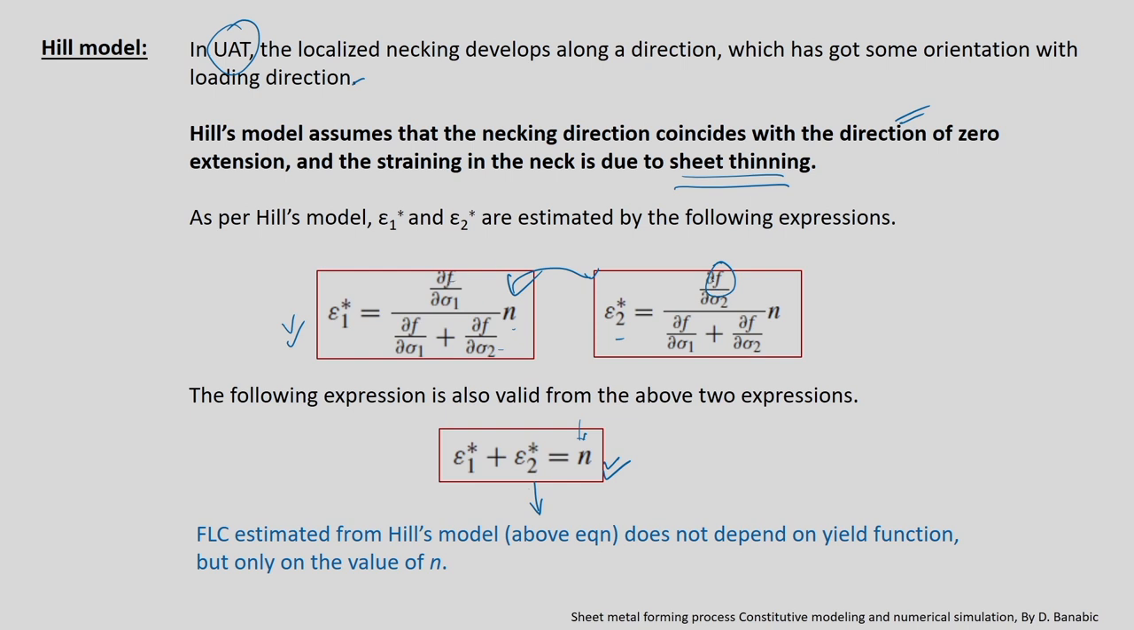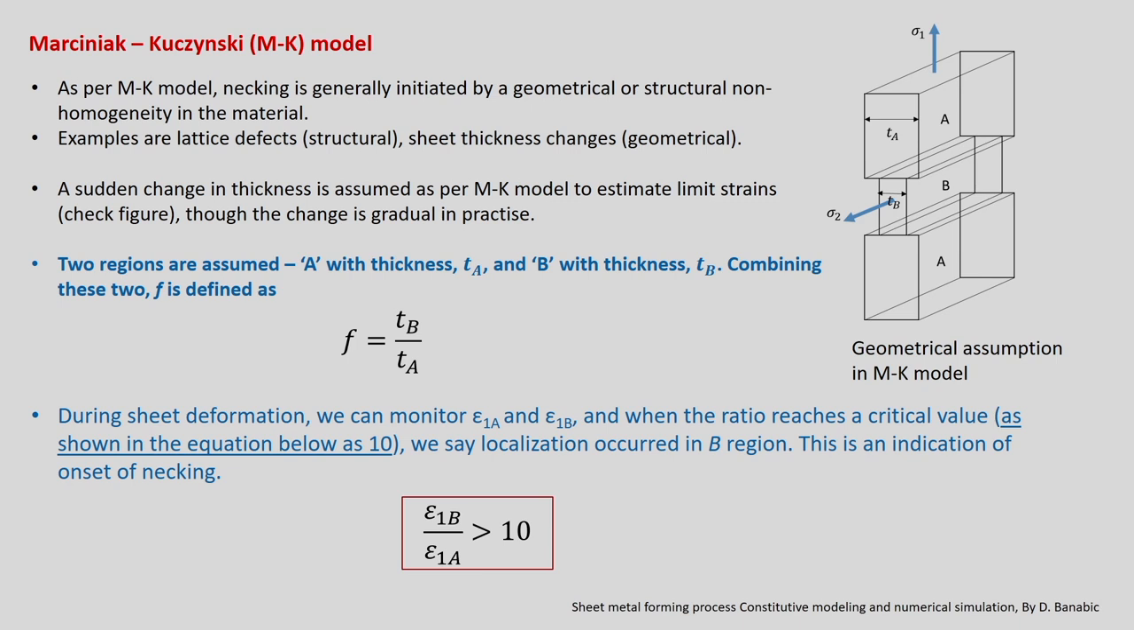Though you are using the yield function here, finally you will see it is going to depend only on the n value, and nothing much is going to happen. And this equation, epsilon 1 star plus epsilon 2 star is equal to n, is nothing but going to cut your y-axis at the n value. Epsilon 2 is 0, so epsilon 1 star would be nothing but your n value. So, as per this equation, it depends only on the n value and not the yield function at all. That is what Hill's model tells you. This method was already discussed by us slightly before; the concept is already introduced to you.